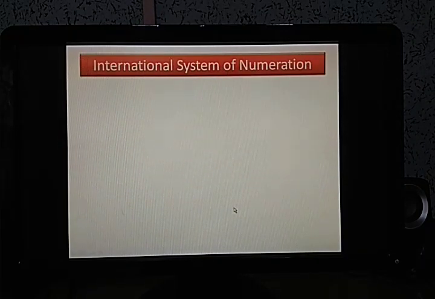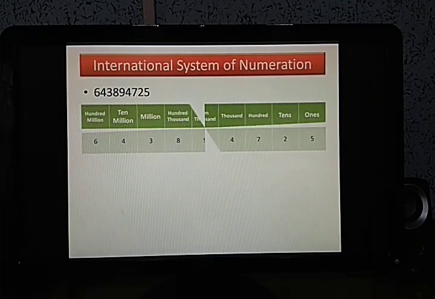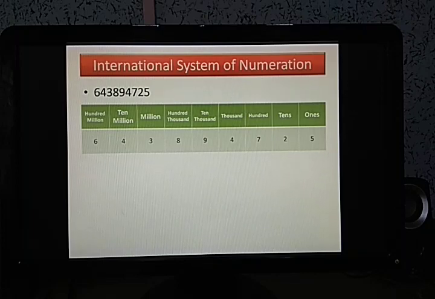Next is the international system of numeration. What is there in the international system? Let us say I have taken the same number. How will you represent it in the international system? For this also there is a chart. Now you can see here ones, tens, 100, 1000, 10,000. This is similar to the Indian system, but after that it changes. 100,000, here it was lakh, but we don't write lakh here. There is 100,000, then million. Here it was 10 lakhs, but we have written it as million. Then crore is written as 10 million, and after that it is 100 million.